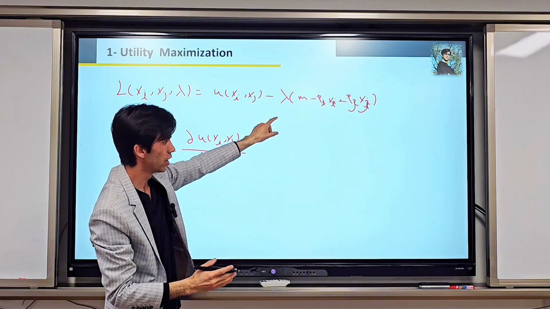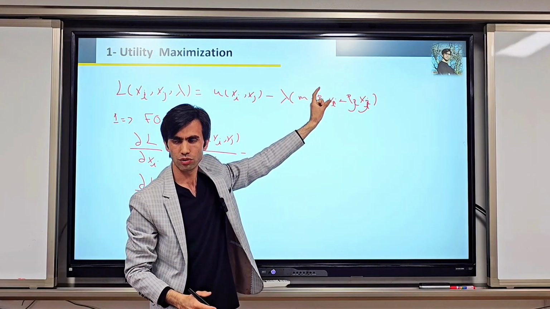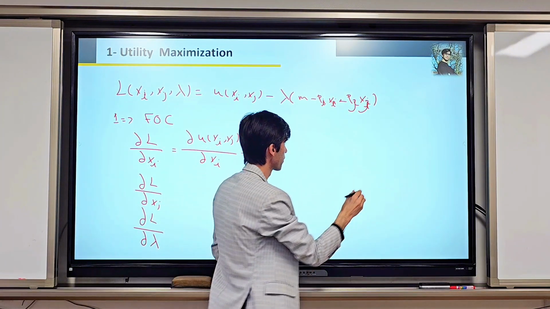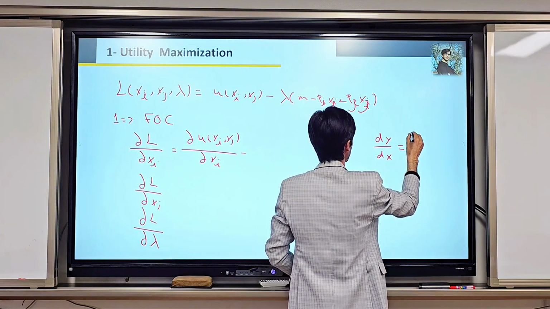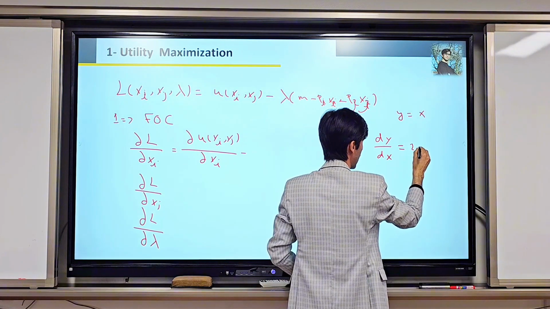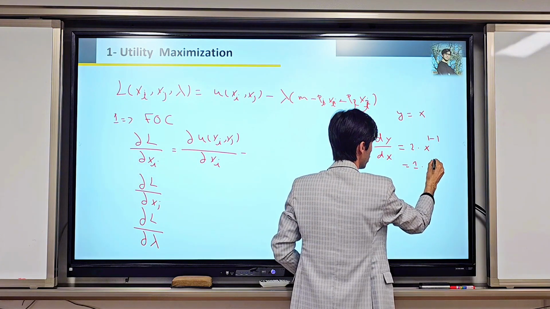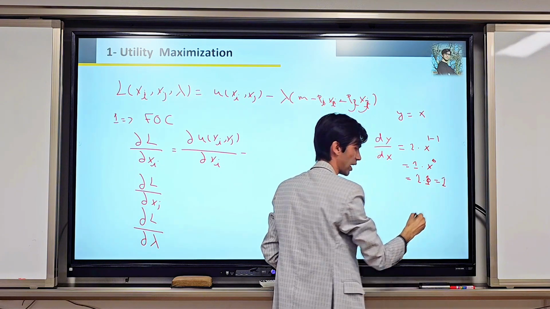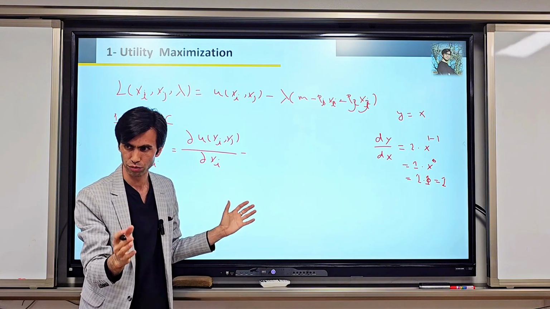Now, if we take the partial derivative of this term with respect to xi, what will happen here? Because we only have xi to the power of 1, when we take the derivative, the power moves down. For example, if y is equal to x, then dy/dx is 1 multiplied by x to the power of 1 minus 1, which is x to the power of 0. So x to the power of 0 is 1, and 1 multiplied by 1 is 1. So the xi term will vanish from here.